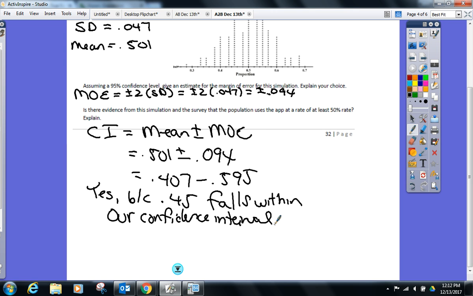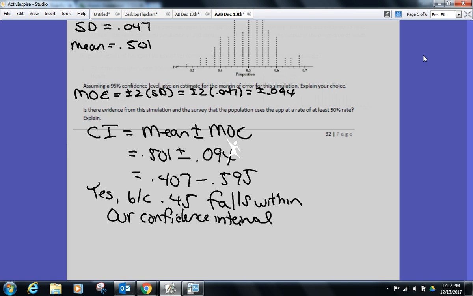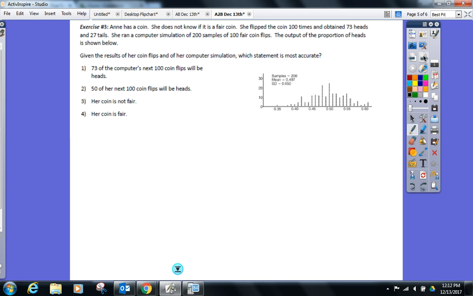We okay? Because this might be my most favorite problem coming up of the entire unit. It's a very simple multiple choice, but it's one of my favorites. Good old Anne's a coin flipper. How about that? She flipped it 100 times and got 73 heads. Wow. And 27 tails. Given the results of her coin flip, which is most accurate?